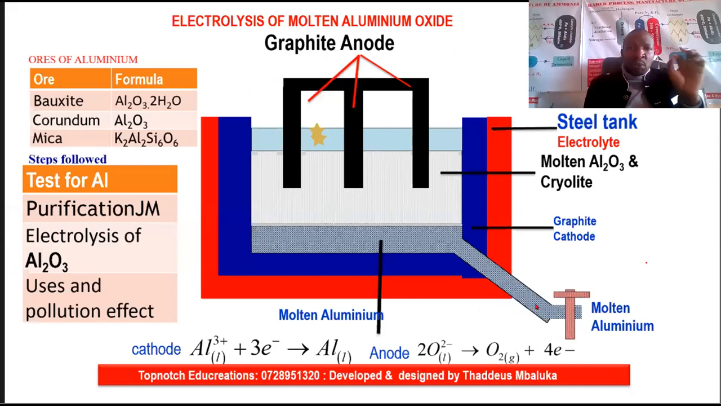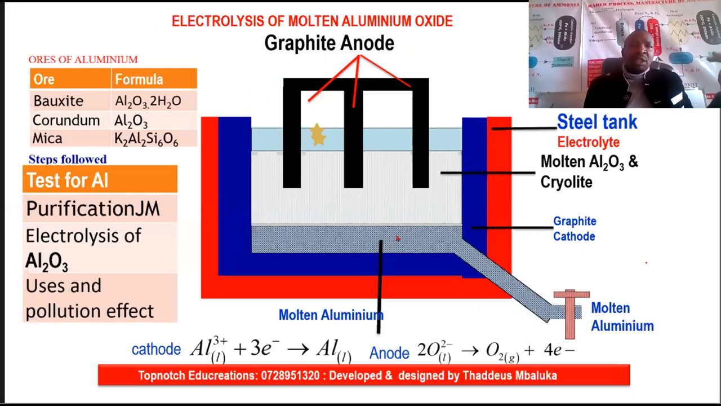So when you're told to label the region containing the electrolyte, there are just going to be two main layers. And of course, due to their density, that's what makes it possible to separate them. Aluminium is denser than the electrolyte. So the region containing the electrolyte is this one, and this is the molten aluminium.